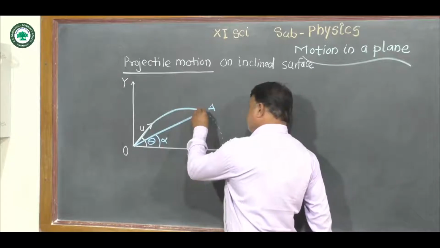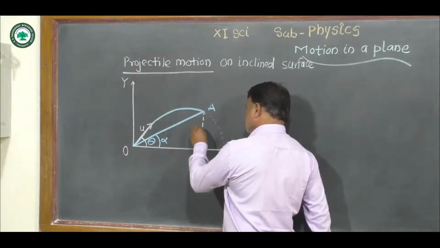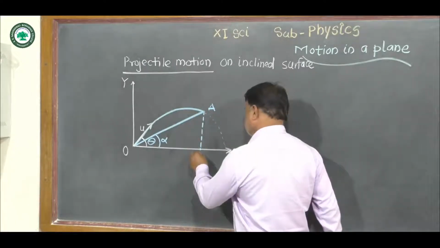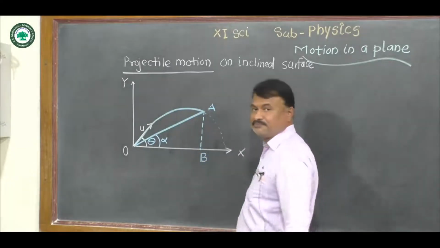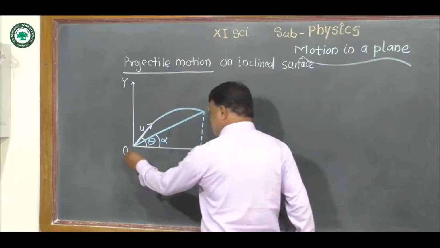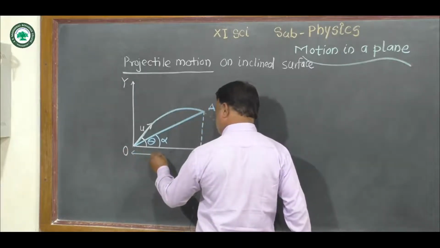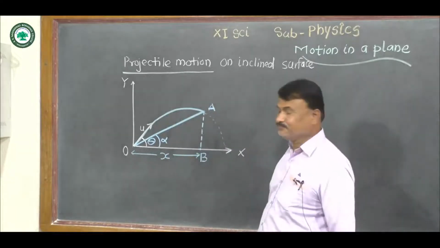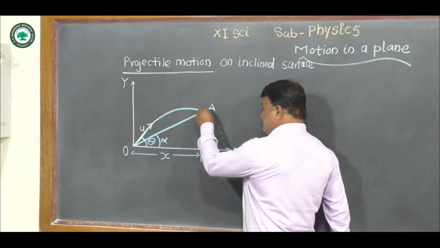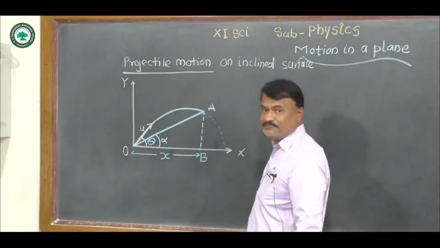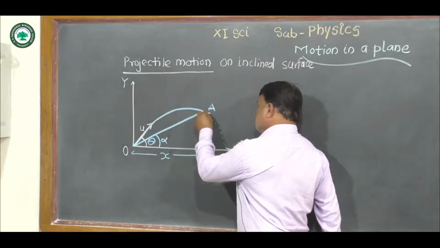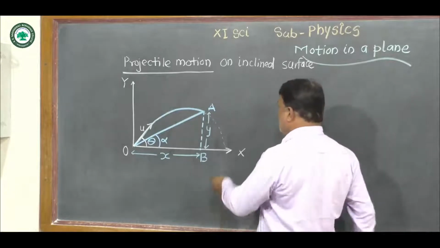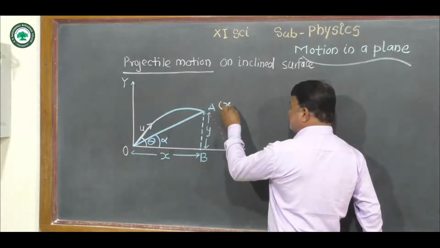We draw the perpendicular from A on x-axis at point B. This distance from O to B is along the x-axis, so it is small x. This distance AB is parallel to y-axis, and therefore this distance AB is equal to small y. So coordinates of A are x and y.